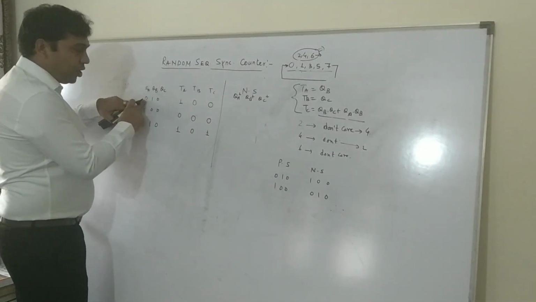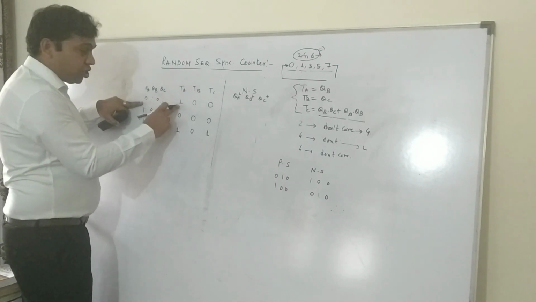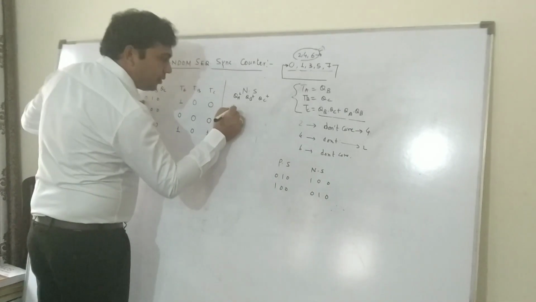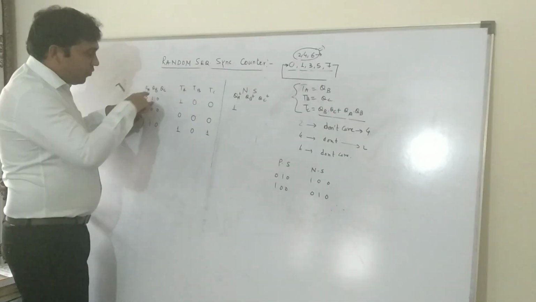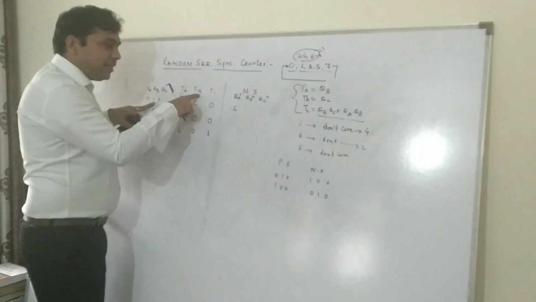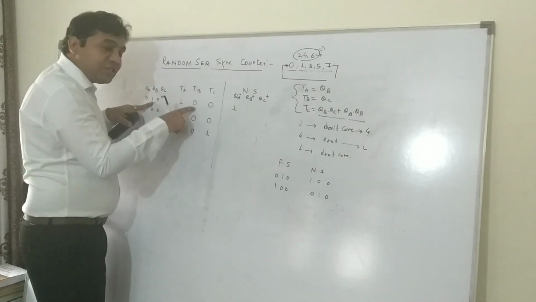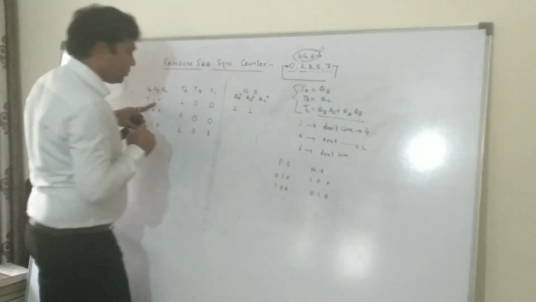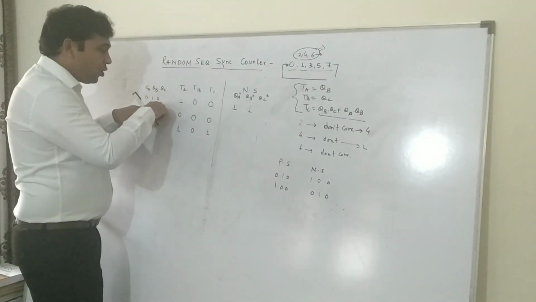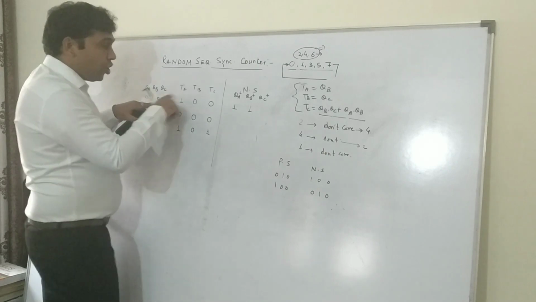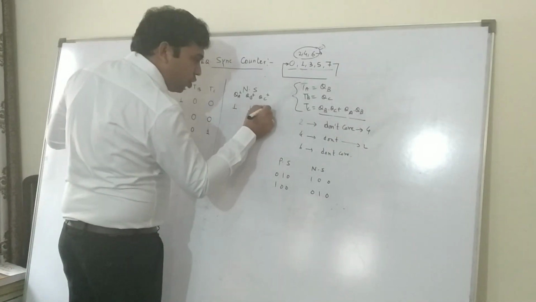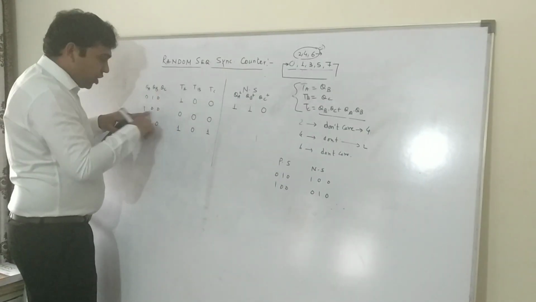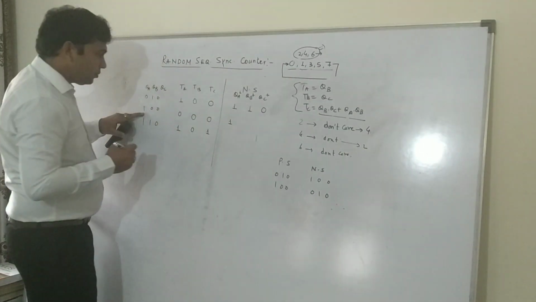So if Qa is 0 and TA is applied 1, so definitely TA is in a toggle condition, so Qa will be toggled to 1. The output of the B flip-flop is 1, and at the input you have applied 0, and 0 tells you the memory state. That means Qb will be 1. Qc is 0. You have applied TC also 0, so this will be 0. Qa is 1. TA is also 0. TA is 0, so it will be in a memory state, so it will be 1.